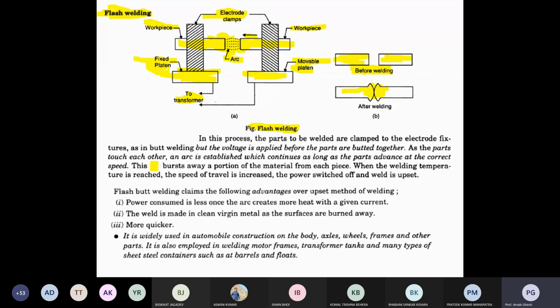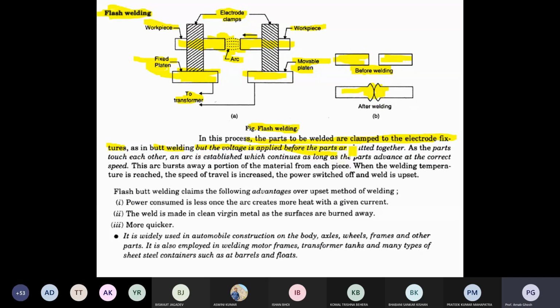What is written in this process? The parts to be welded are clamped. From where will they be clamped? With the electrodes, which have fixers. As in butt welding, but the voltage is applied before the parts are butted together.